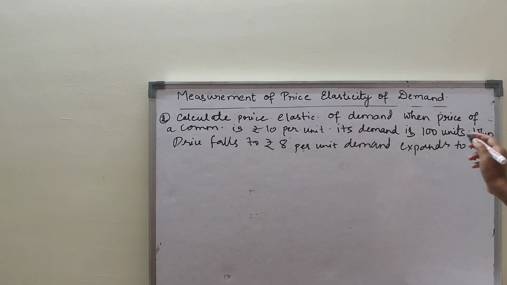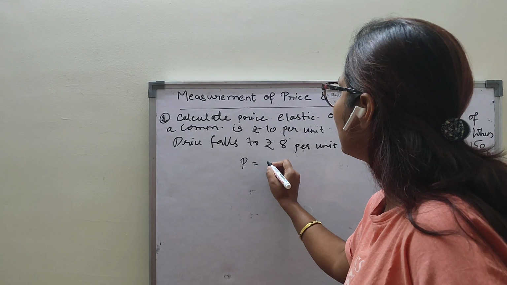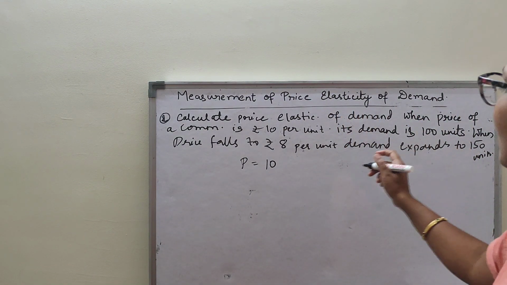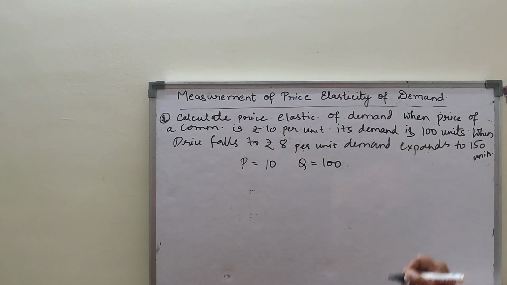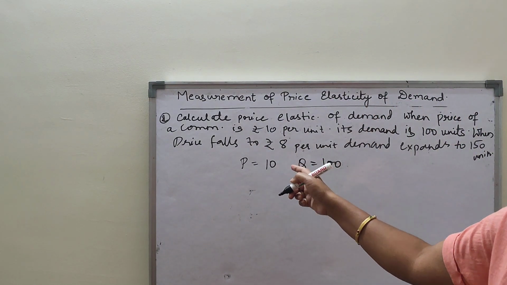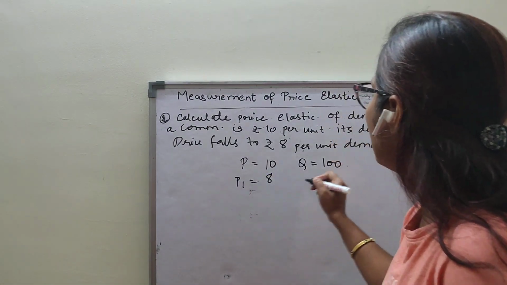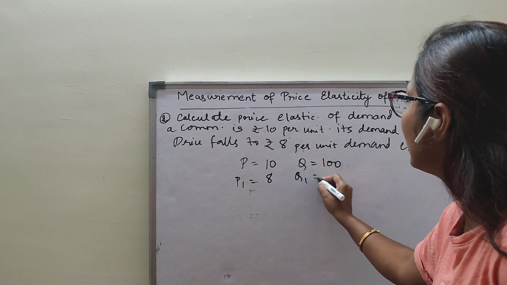See, when the price of a commodity is rupees 10 per unit, so P is 10. Now its demand is 100 units, so quantity demanded Q is 100. When price falls to rupees 8, that is my new price, P1 is 8 rupees. Demand expands to 150, that is my new quantity, 150.